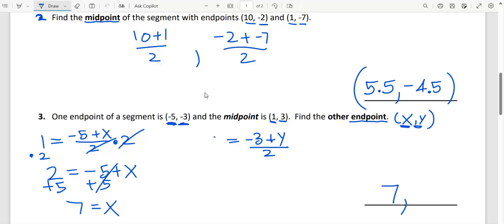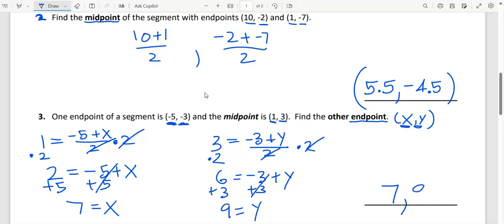And then, now I need to solve this one. So again, same idea. If I have a big dividing by 2, the opposite is multiply by 2. Cancels that out. 3 times 2 is 6. Bring down -3 plus y. Last step to get rid of this loner -3. The opposite is to add 3 to both sides, and I get 9 equals y. That is how you do this, okay?